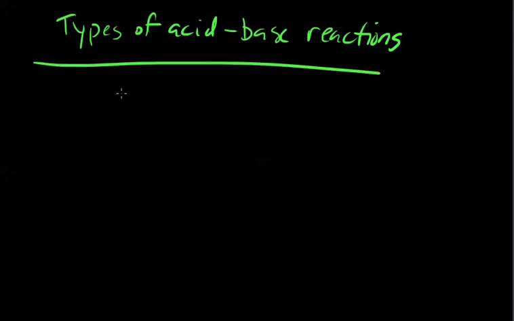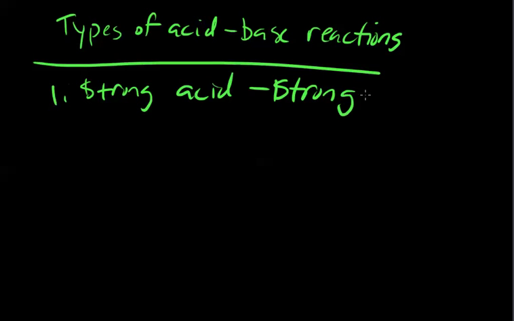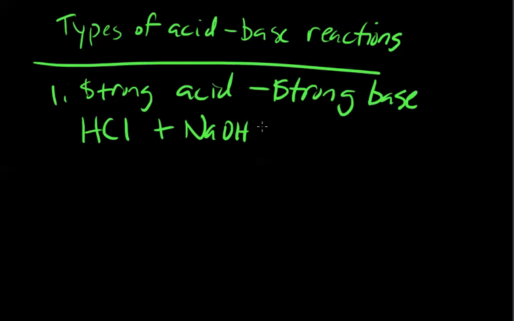Alright, so let's look at the three main types of acid-base reactions. The first type that we're going to look at is with a strong acid and a strong base. So let's look at a molecular equation first. We have hydrochloric acid plus sodium hydroxide produces sodium chloride plus water.